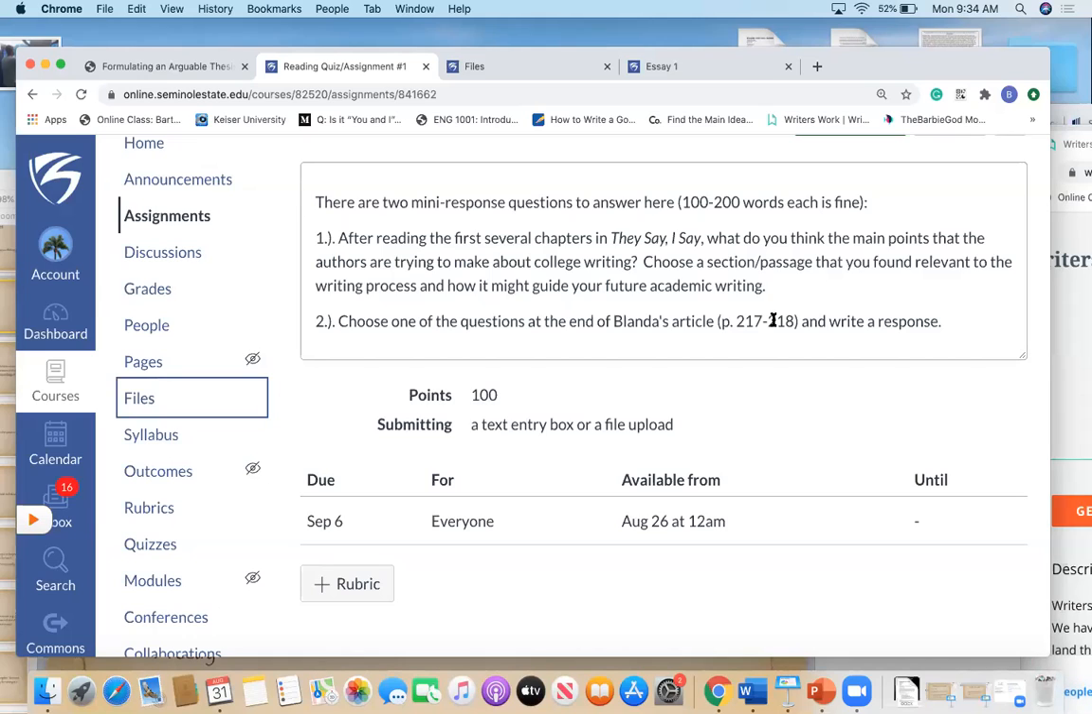For a lot of the reading assignments we'll have, it'll be a similar format. We might read a couple of articles from the textbook and then maybe just compare them, or read an article and answer a couple of questions, something like that.